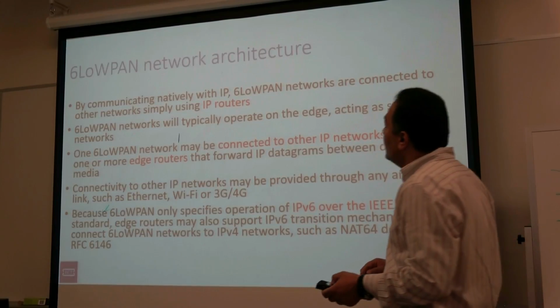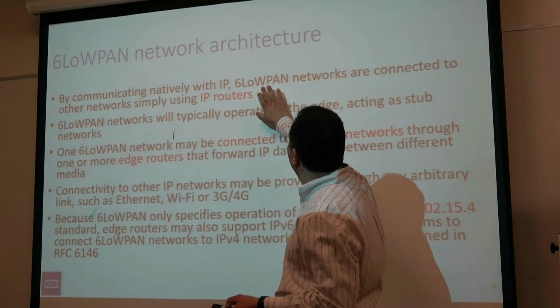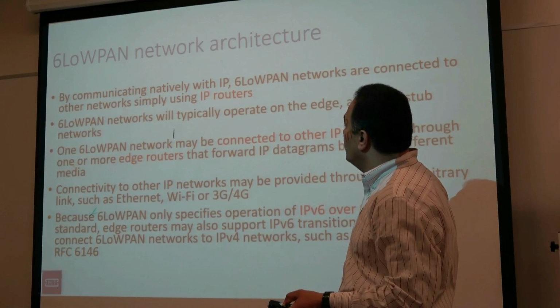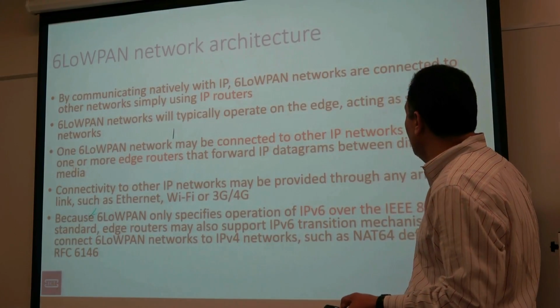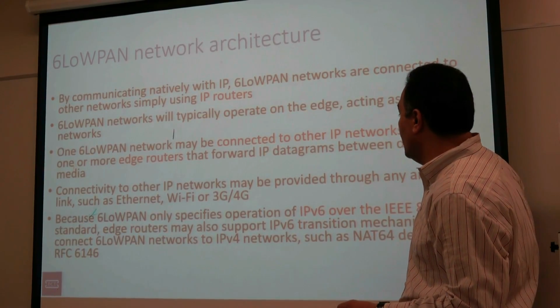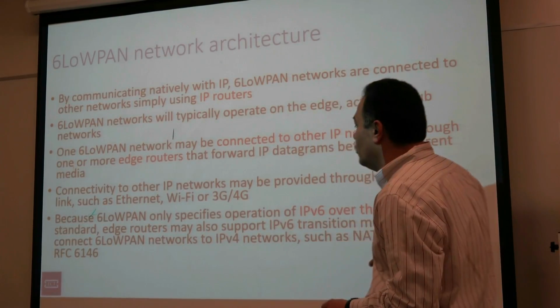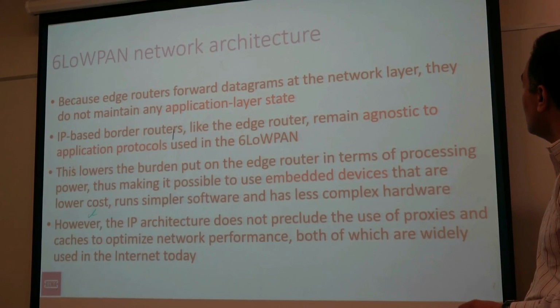So by communicating natively with IP, the 6LoWPAN networks are connected to other networks simply with IP routers, as we have seen, all right? So it could be connected to any network. It could be Wi-Fi, 3G. As long as you have the edge router, you'll be able to connect it, right?